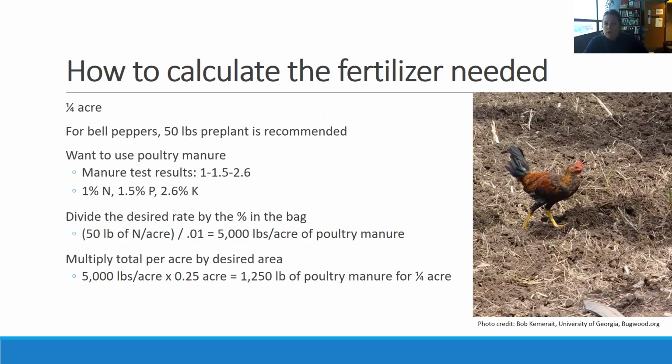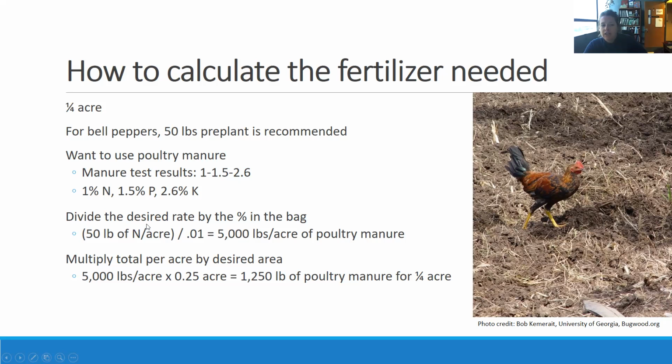So what if you have a quarter of an acre for bell peppers? Same thing, 50 pounds per acre of nitrogen pre-plant is recommended. Let's say you're going to use manure, right? You want to use that poultry manure that I showed you before, 1, 1.5, 2.6.